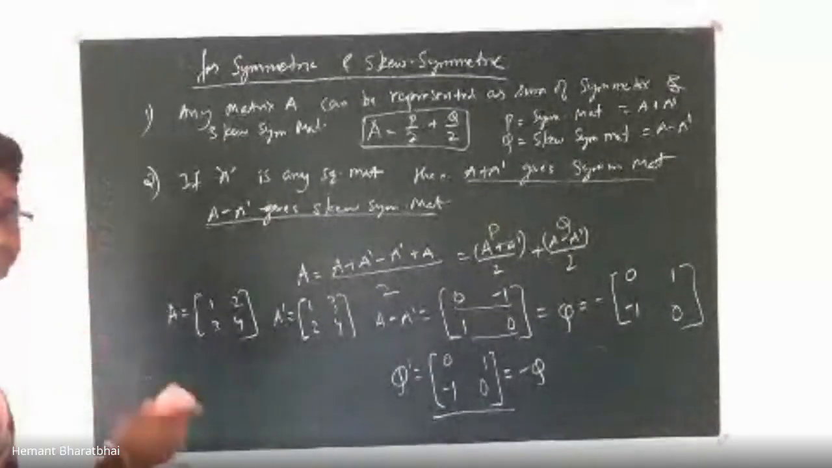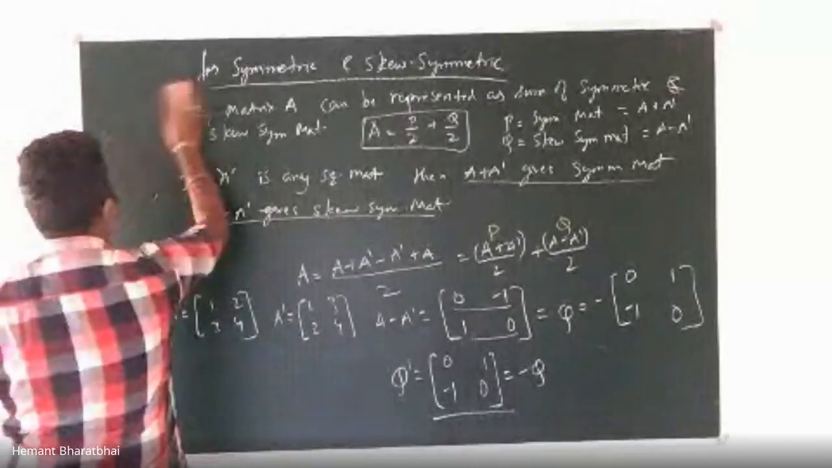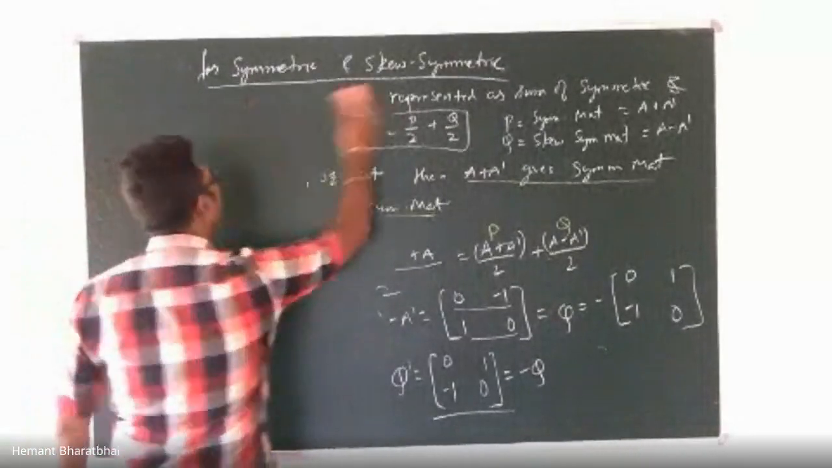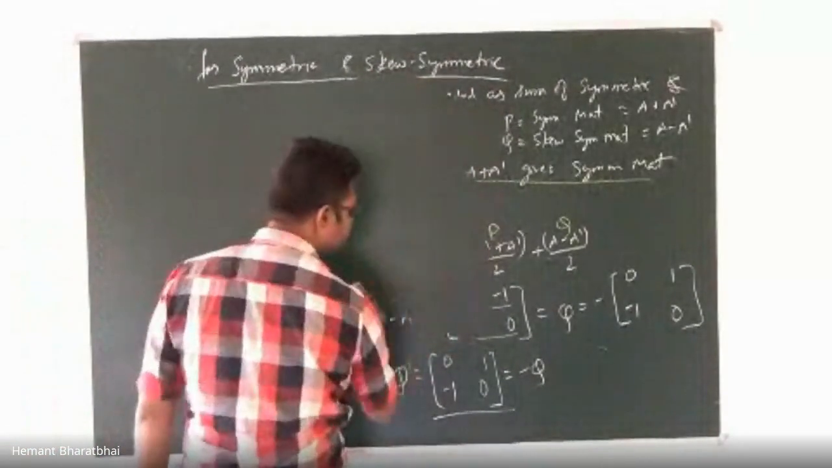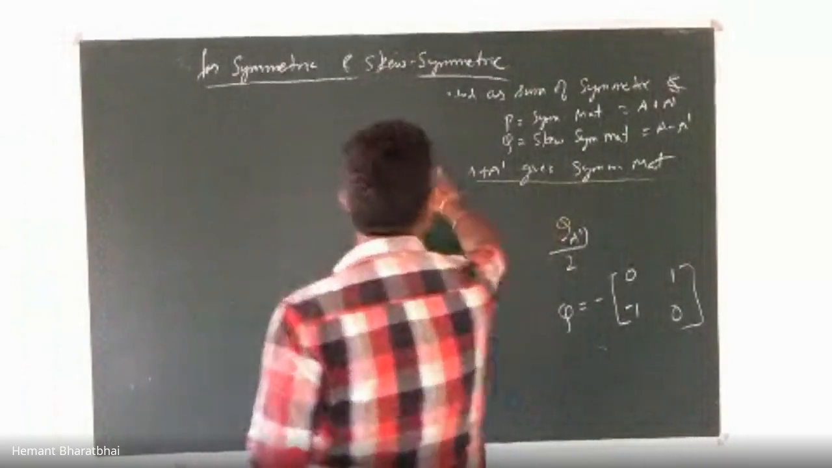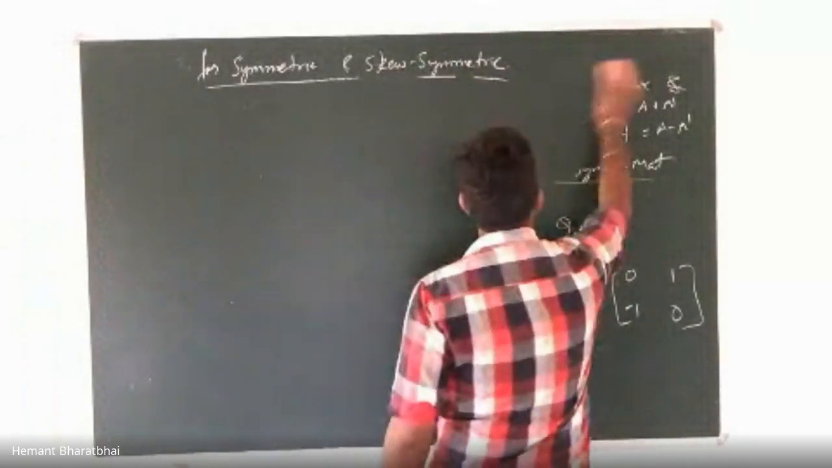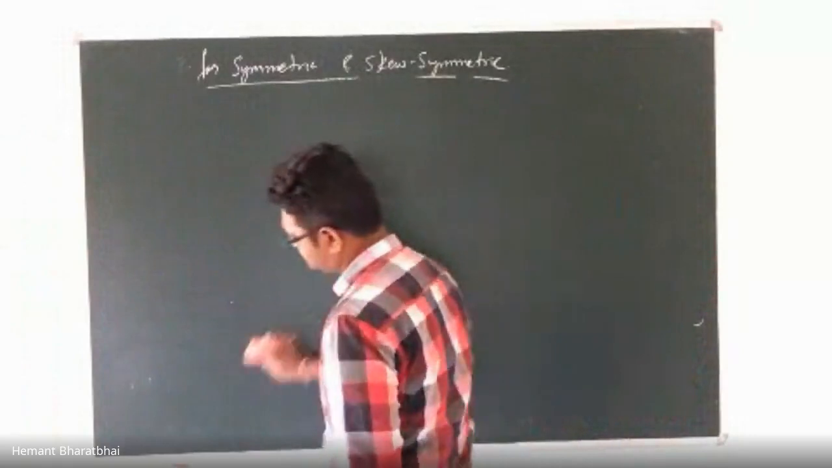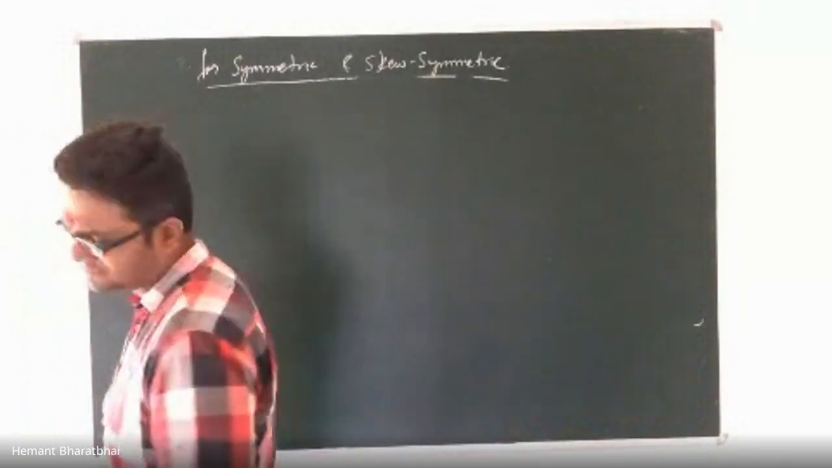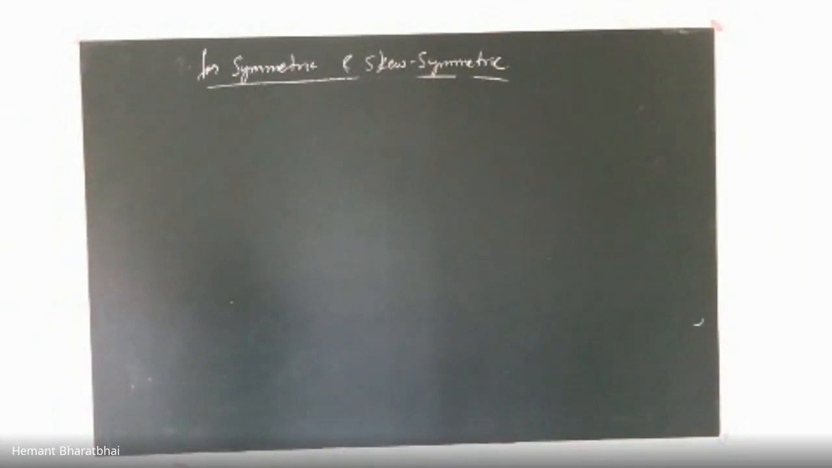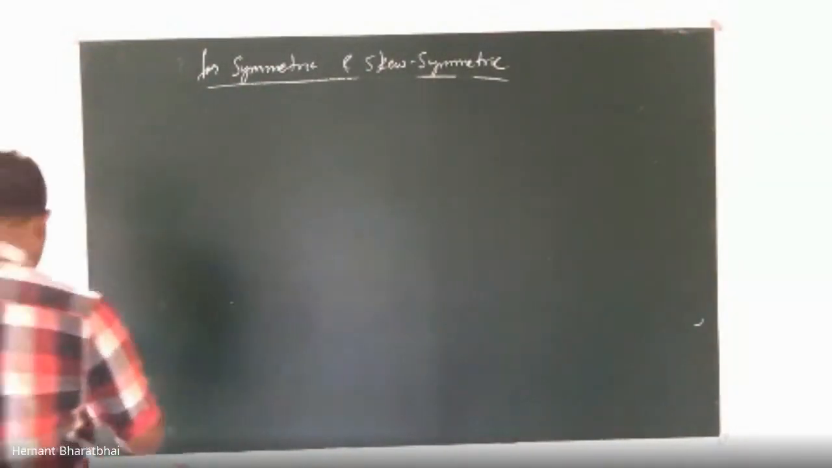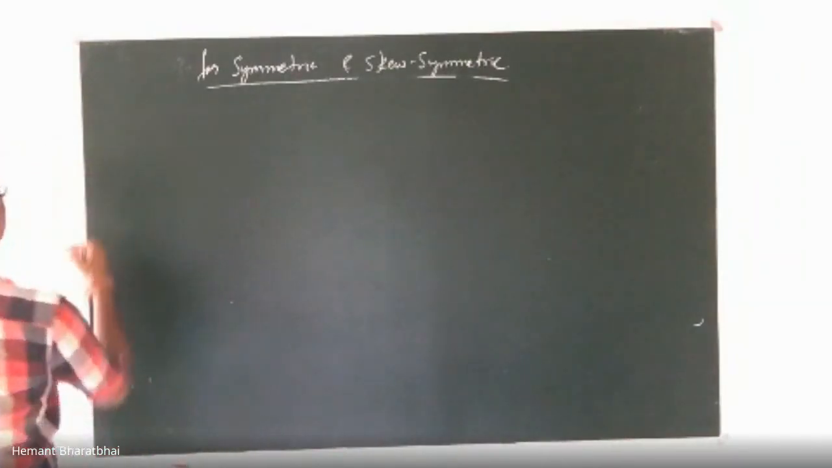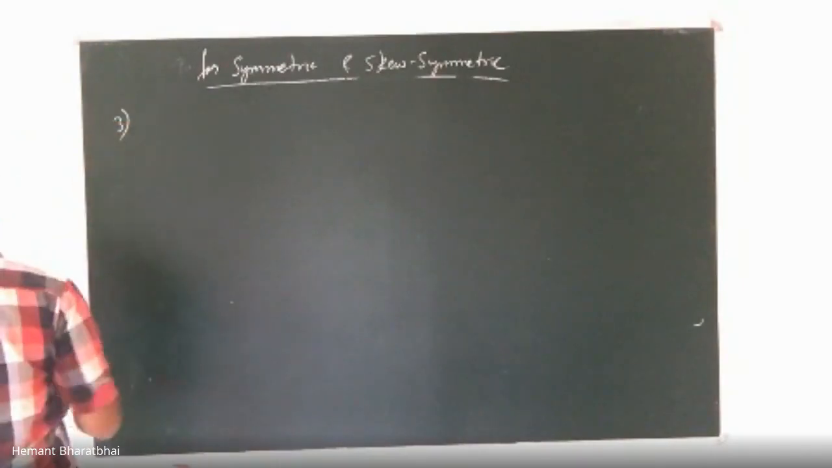Is it clear? Okay, I hope it's clear to you. Let's see the next property. This is an important one in the exam. Numericals are also there on this property.